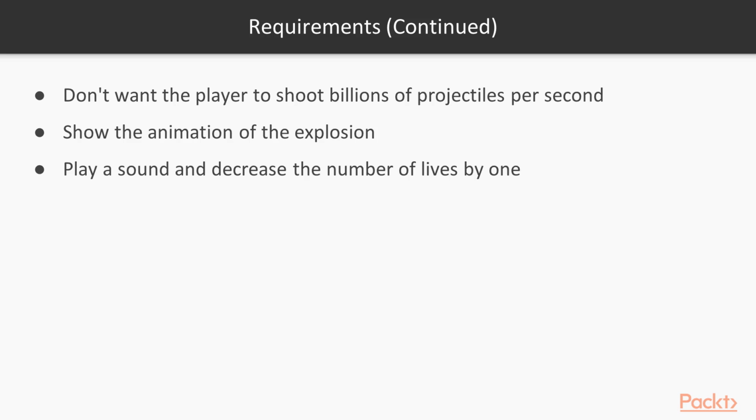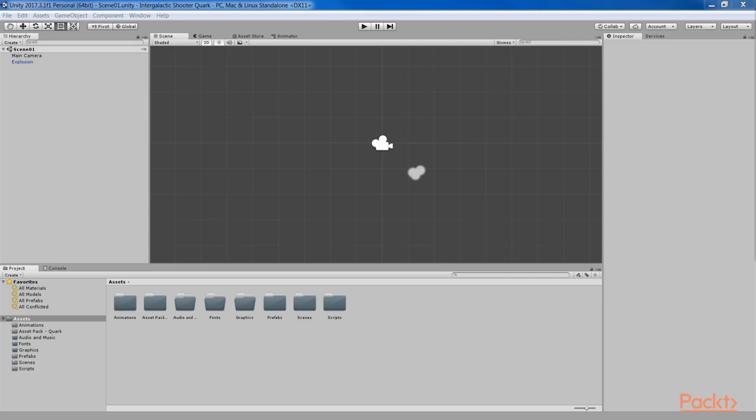second. Lastly, the spaceship can take damage, so we need to show the animation of the explosion where the enemy's bullet has hit the player. Actually, not only should it show the explosion, but it should also play a sound and decrease the number of lives by 1. Now that we understand the requirements for our player controller, let's implement it.